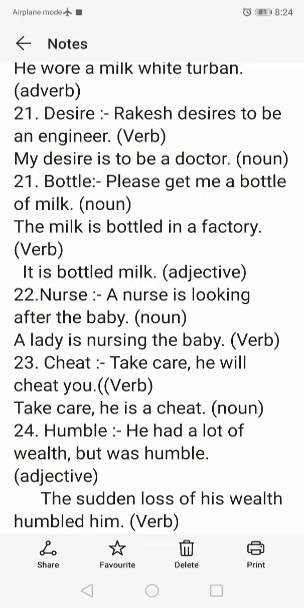Next one, cheat. Take care. He will cheat you. That is cheat here as a verb. And cheat also can be used as a noun. Take care, he is a cheat.